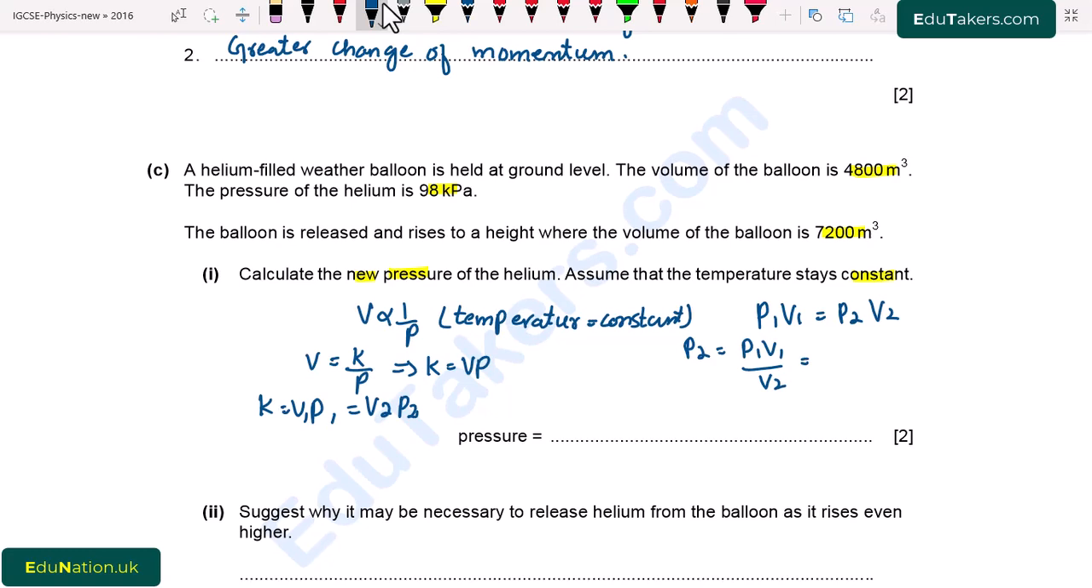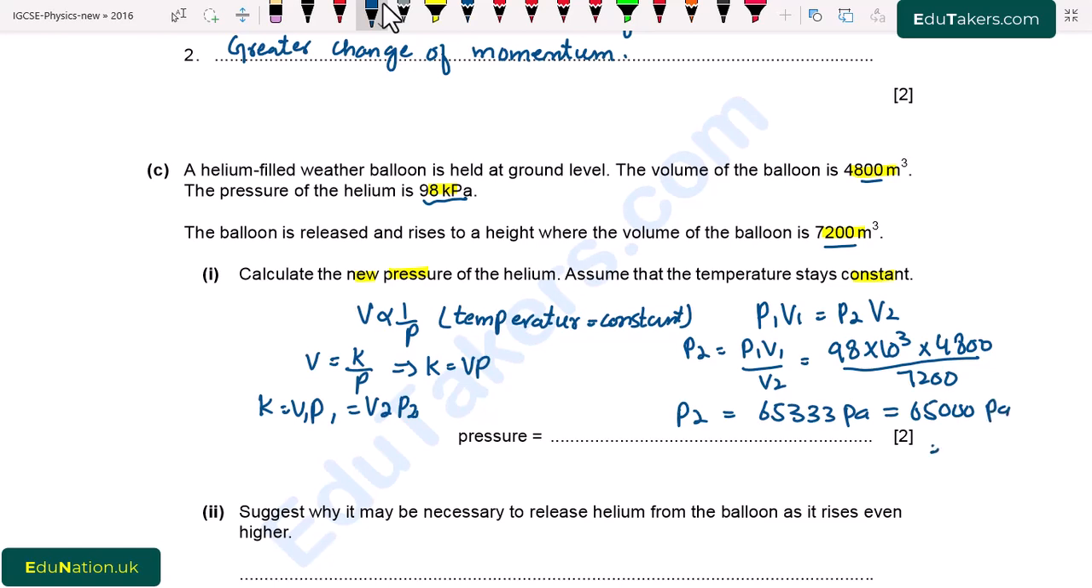Pressure P1 is given, which is 98 kilopascal. I write here 98 into 10 to the power 3 multiplied by V1, which is 4800 meter cube, divided by V2, which is 7200 meter cube. So the value of P2 comes to be 65,333 Pascal. I can also write it as 65,000 Pascal, which is equal to 65 kilopascal. So the pressure is equal to 65 kilopascal.